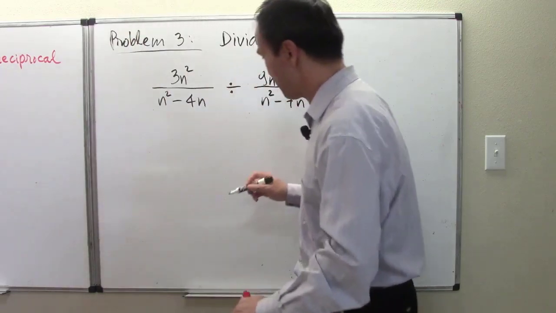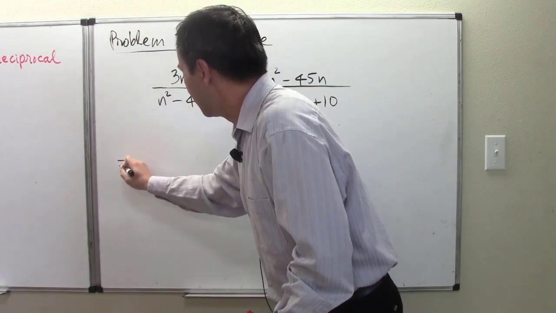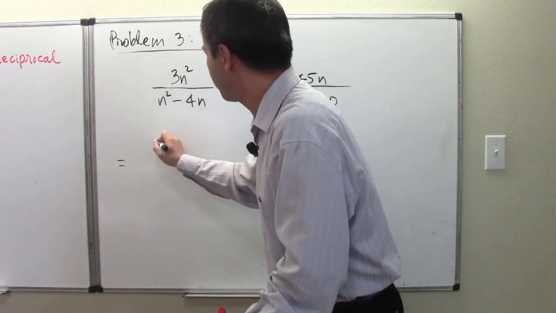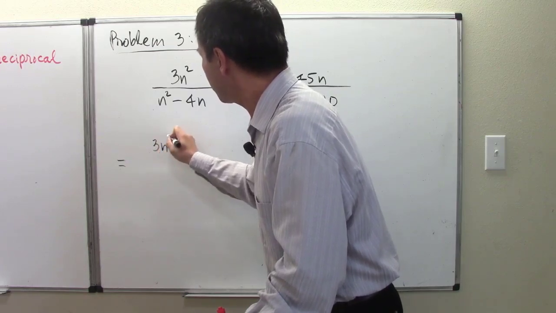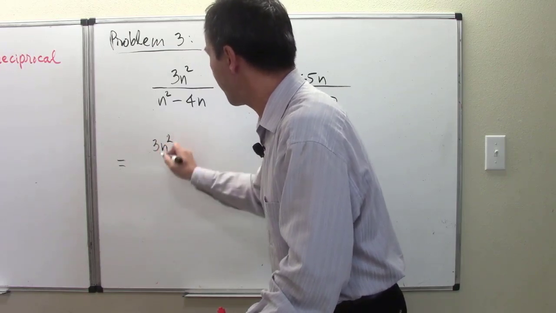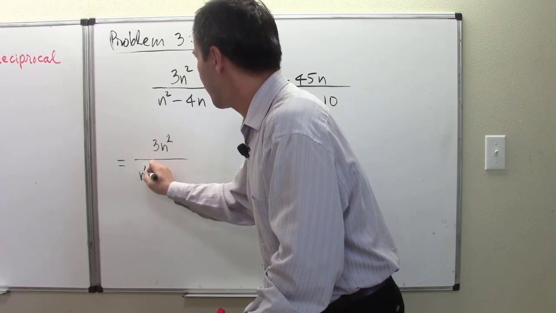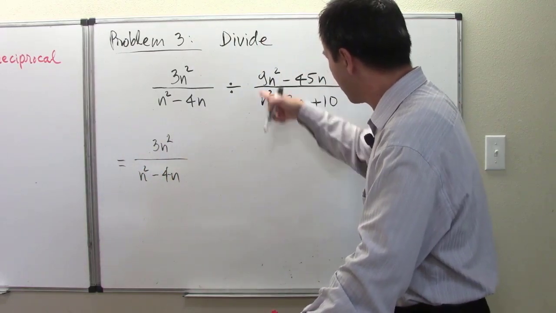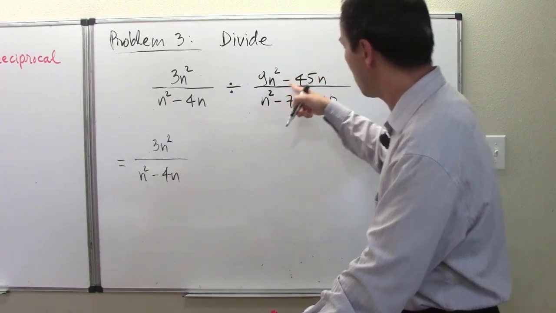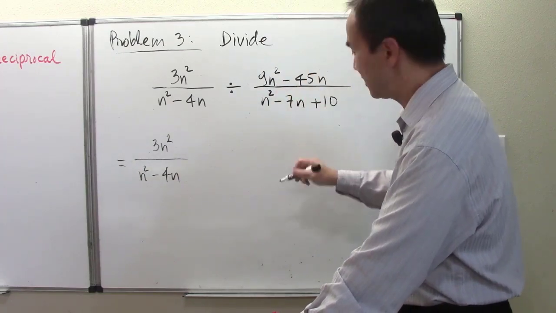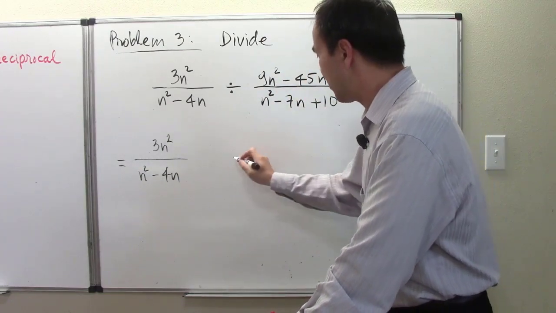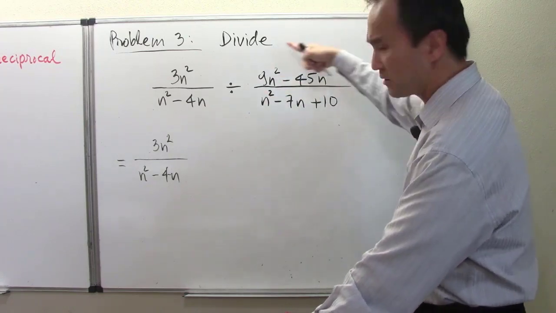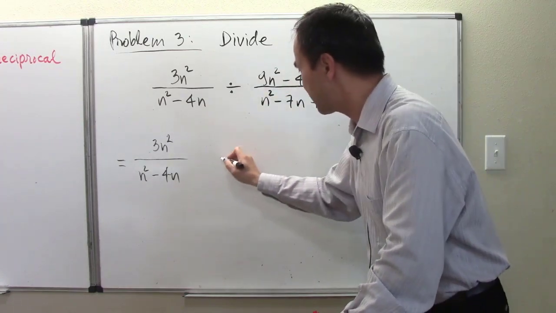So in that way, the big step here is that we're going to keep the first rational expression, 3n squared over n squared minus 4n, the same. But for the second rational expression, which is 9n squared minus 45n and all that, we're going to take the reciprocal. So the reciprocal of this rational expression is going to look as follows.